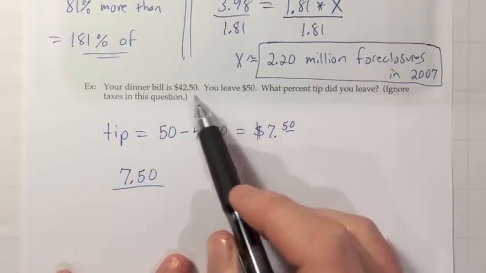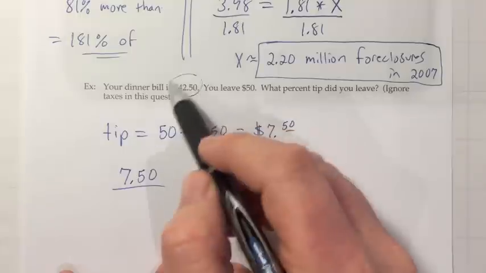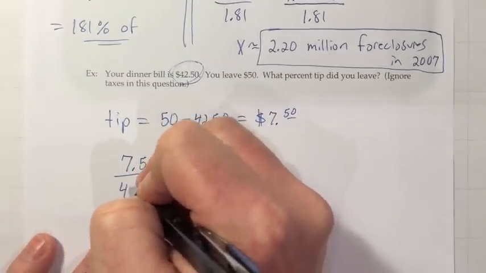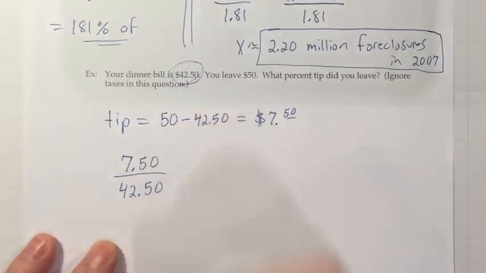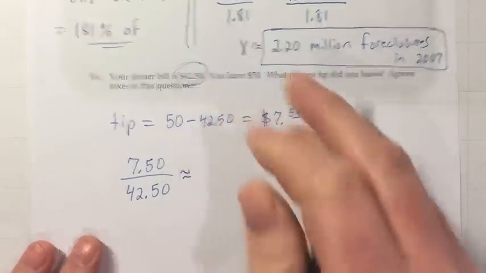And it would be the older one. So this is what came first, was the bill, and then later we put the 50. So this would be our older or reference value. And so when you're trying to think what percent tip that is, you take the $7.50 you left as a tip, you would divide it by the $42.50.